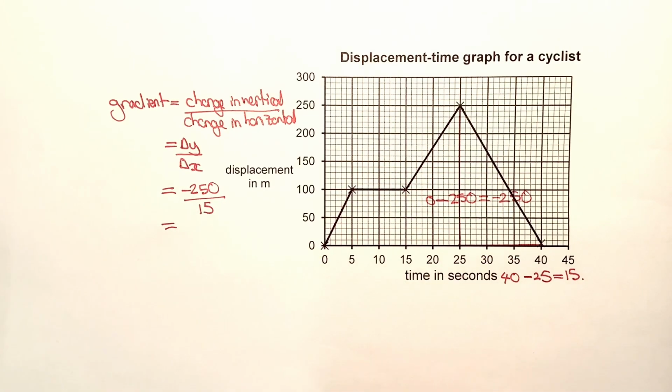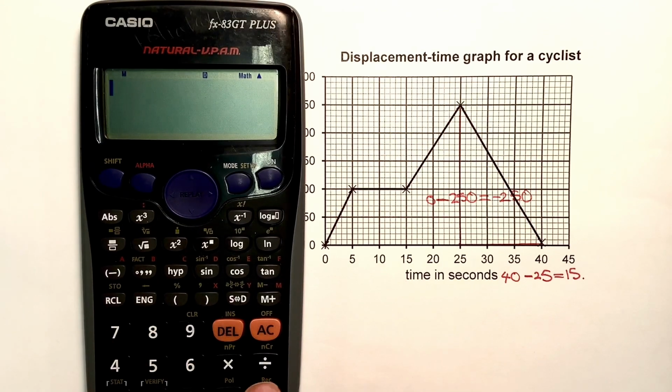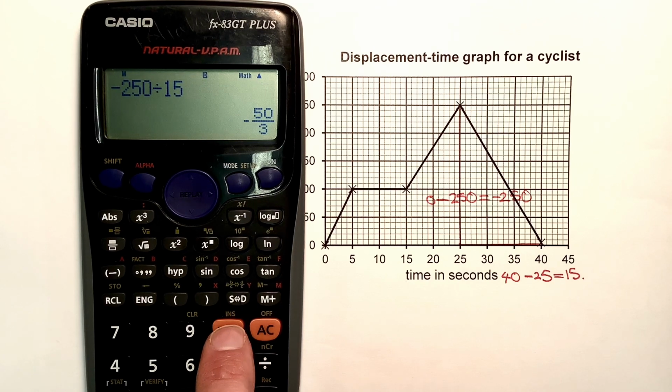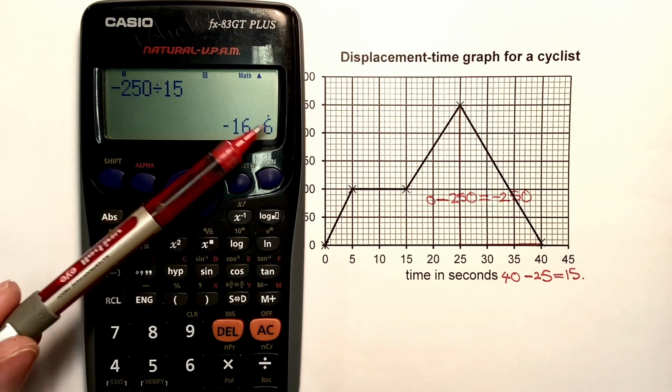And I can then get my calculator in, and I'm going to do minus 250 divided by 15 and press equals. And that gives me minus 50 over 3. And I don't want it as a fraction, because in science we always want it as a decimal. So I'm going to press this button, S to D. And that says minus 16.6 with a little recurring dot.